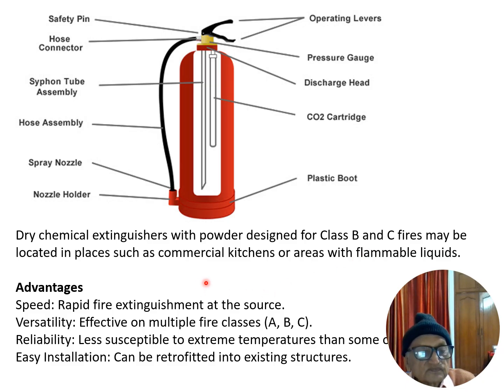Advantages: speed, rapid fire extinguishing at source; versatility, effective on multiple class fires. It can work on ABC, not the above cylinder, some other cylinders. Reliability, less susceptible to extreme temperature than normally existing systems. Easy installation, can be retrofitted into existing structures.